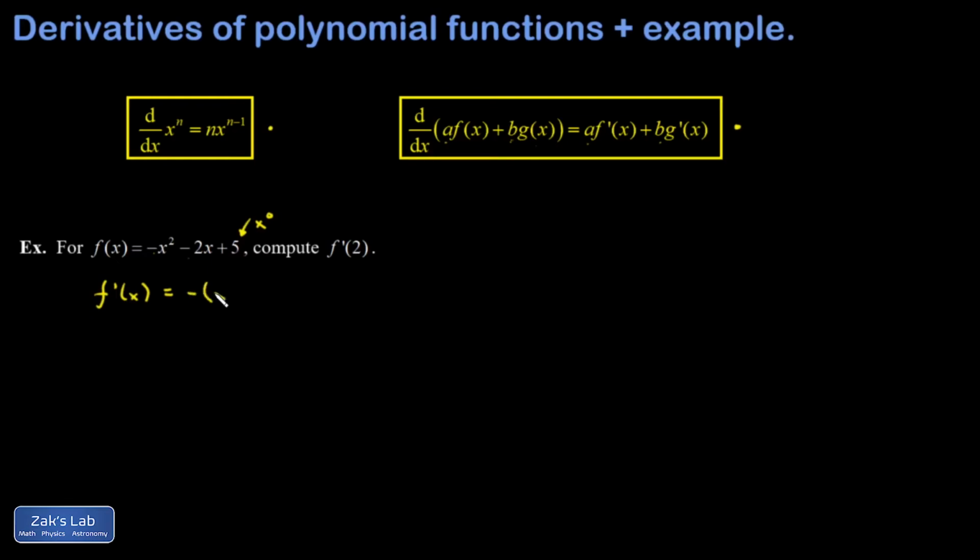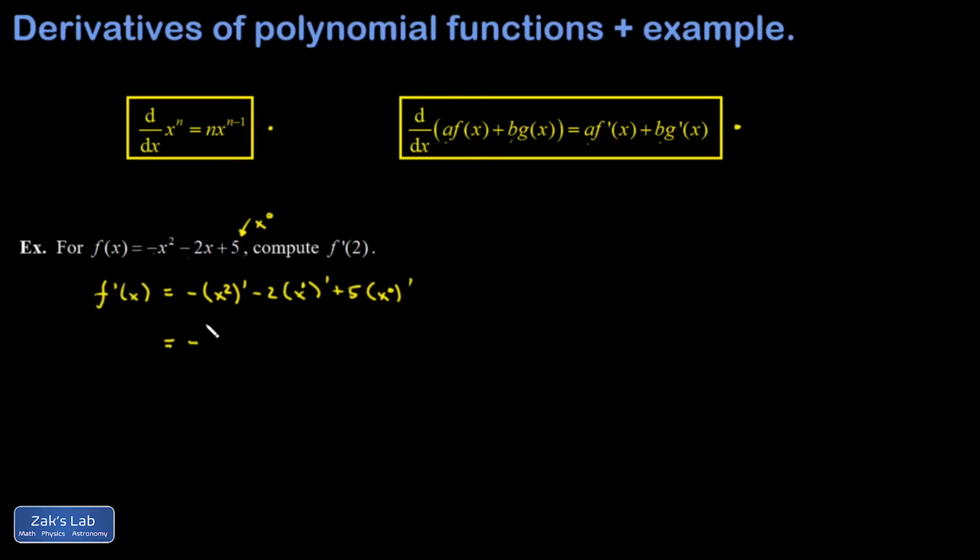So I have negative x squared prime minus 2x prime plus 5x to the 0 prime. And I'm going to go ahead and call that x to the first where the x is, just so I can really show how the power rule is working here. So after applying the linear combination rule, all the things I have to differentiate are just simple power functions of x, and I use the power rule on those.